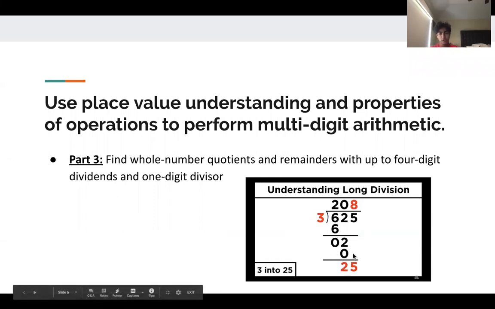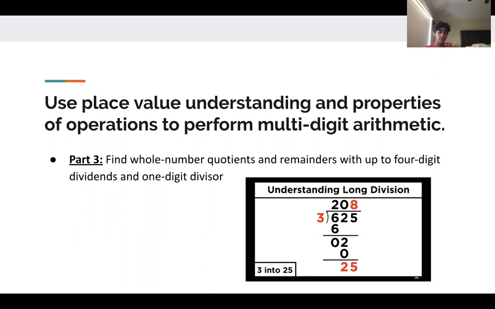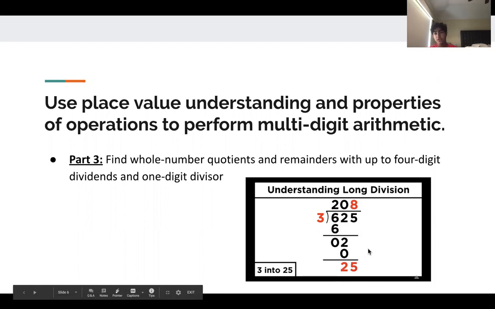Now, 3 goes into 25 how many times? 3 goes into 25 8 times. So in this case, 3 times 8 is 24. And they don't include it here, but what you would do is subtract 25 by 24, and you would get a remainder of 1. So your answer is simply 208, remainder 1.